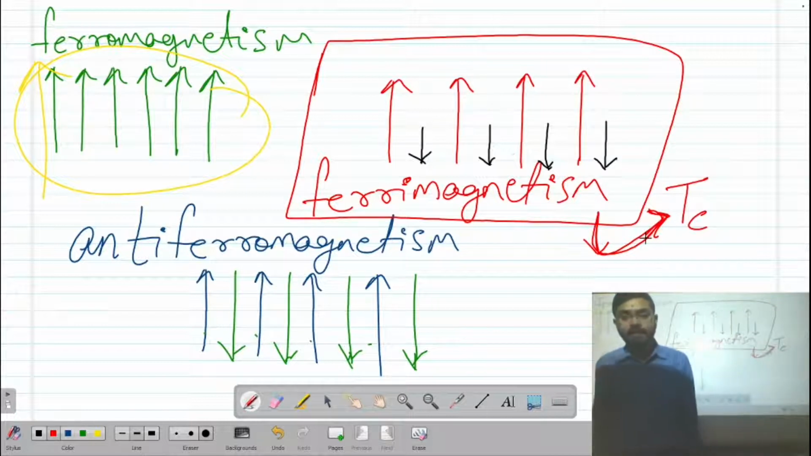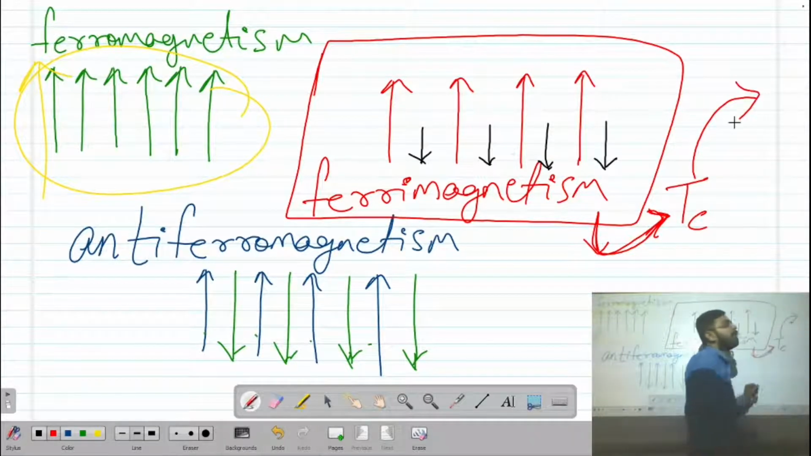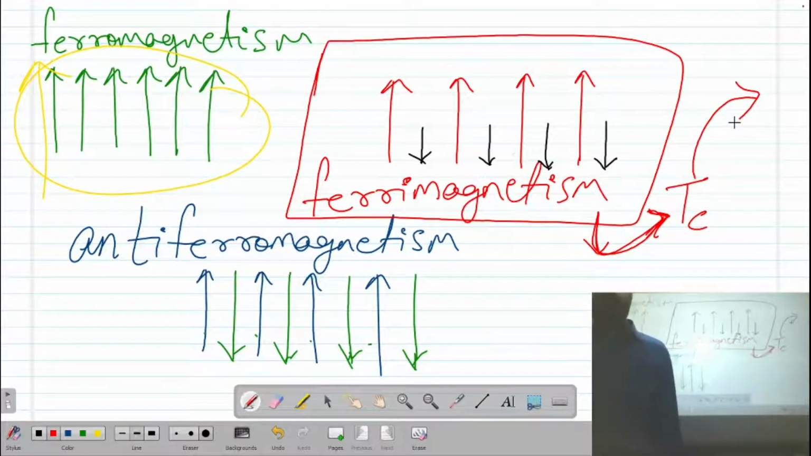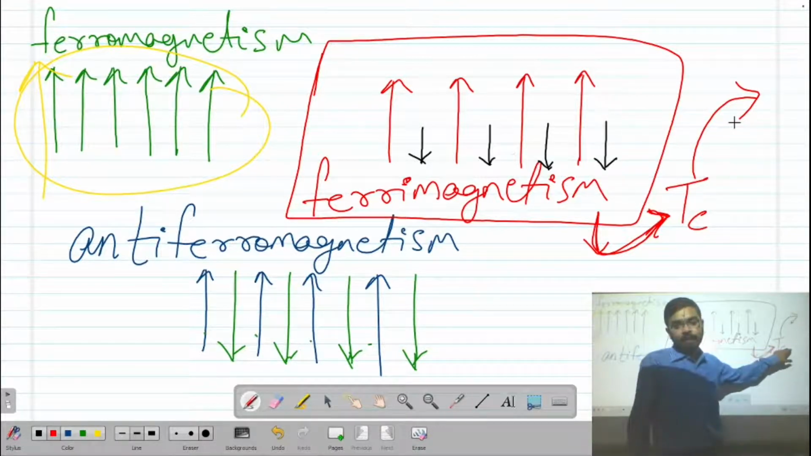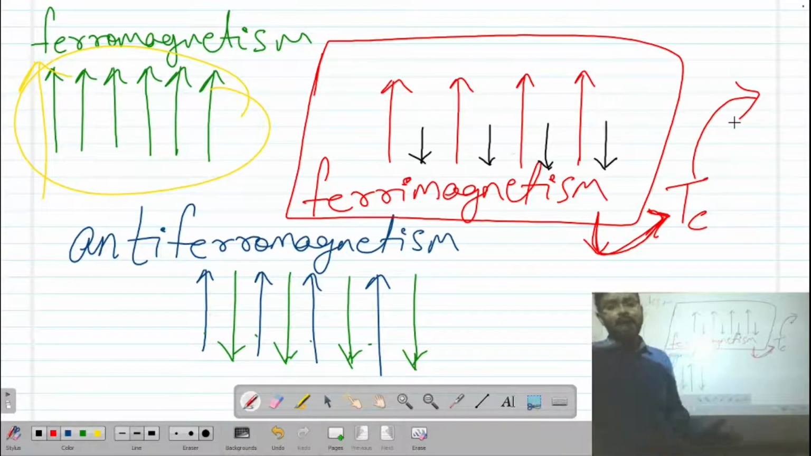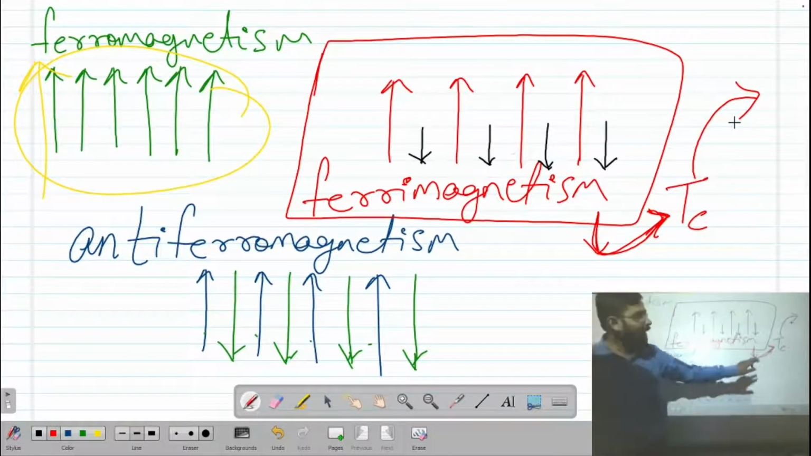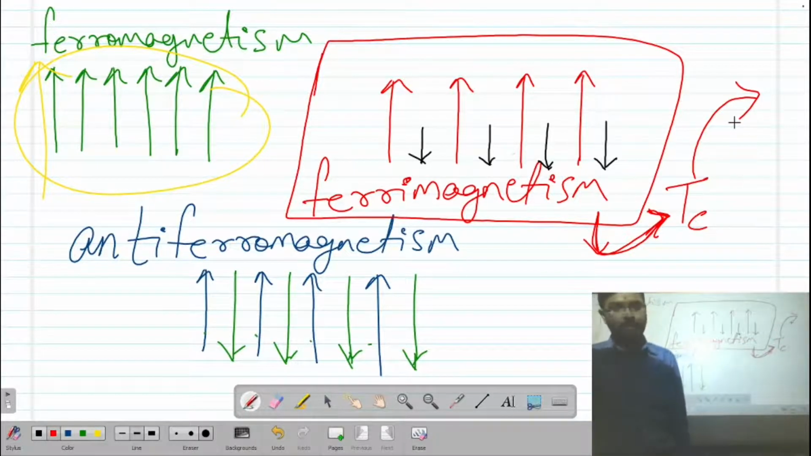Beyond the Curie temperature Tc, they will behave as paramagnetic material, right? Because at Tc or above Tc the thermal energy is high, and that thermal energy will break down the dipole moments, or randomize the individual magnetic moments, and above Tc it will become a paramagnetic material. So this is all about the introduction to ferrimagnetism.